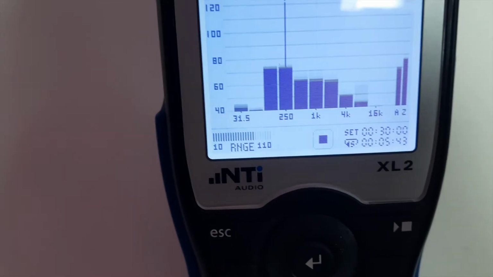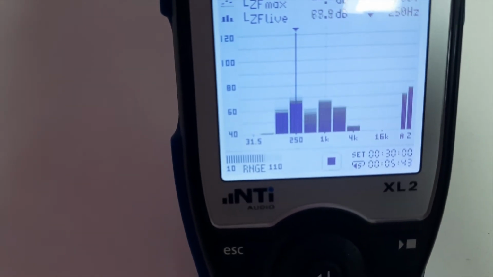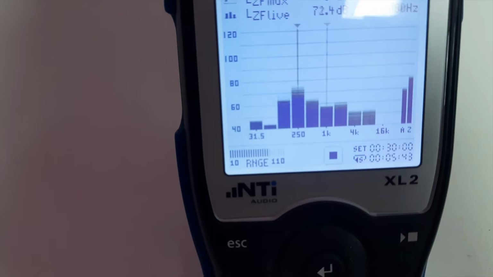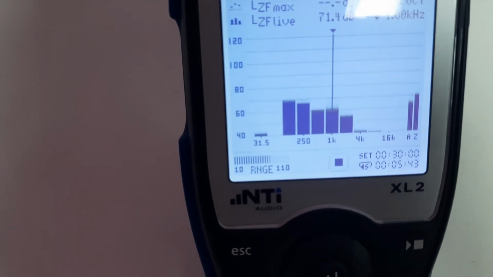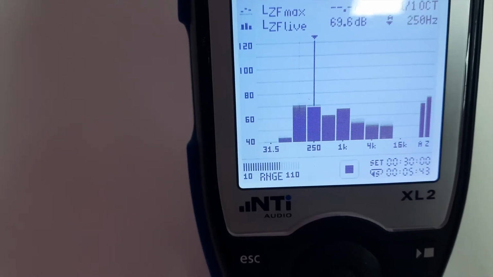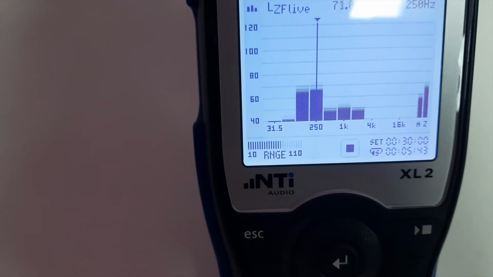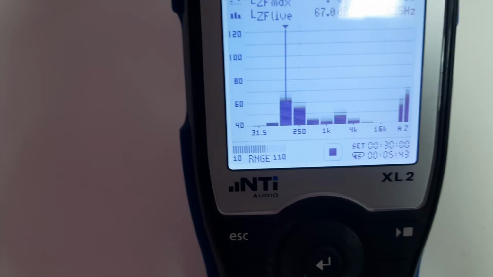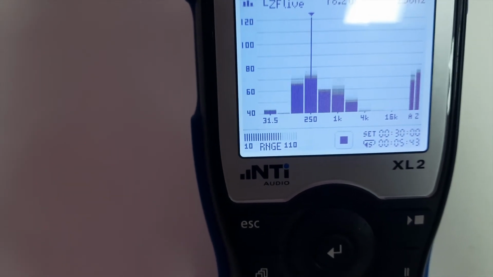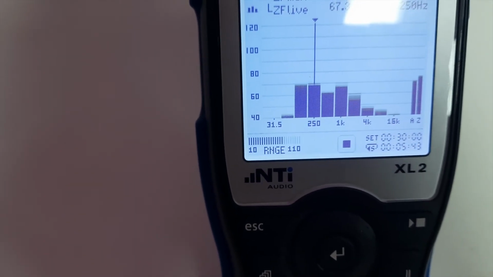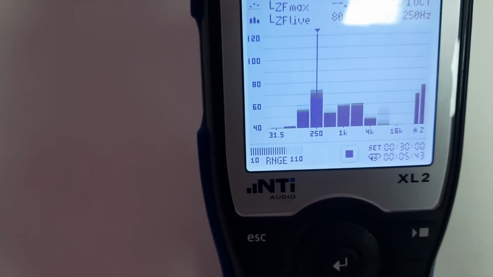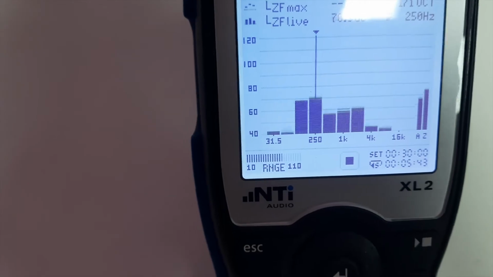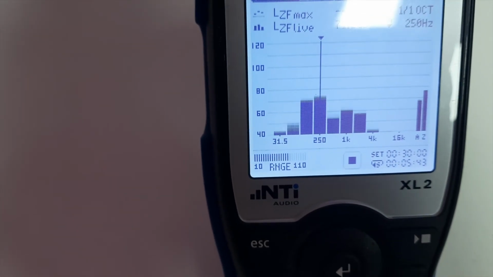On the right, you can see A and Z. The bars for A and Z are very simple. Usually the A weighting is lower than the Z weighting. Most of the time that is true. You can see that the A weighting is lesser than the Z weighting. The A level is the dBA level, overall dBA level for the entire human hearing range, and the Z weighting is the actual decibel level without any weighting for the entire human hearing range.